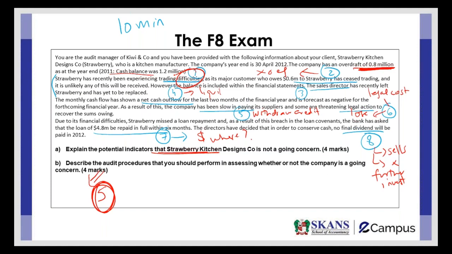For the loan covenant, the procedure, anyone? The loan covenant that has been breached and that has now become payable. What will the lawyer tell you, Ramiz? You're doing a going concern procedure. What will the lawyer tell you? It has to be something else. They have to give 4.8 million in the next 6 months.